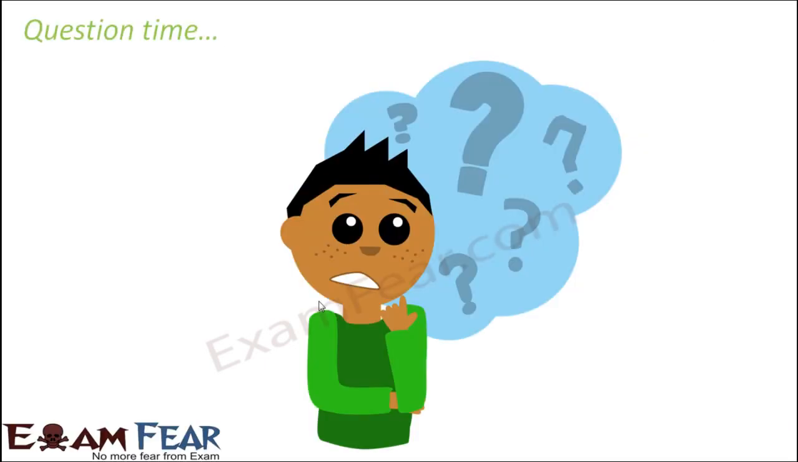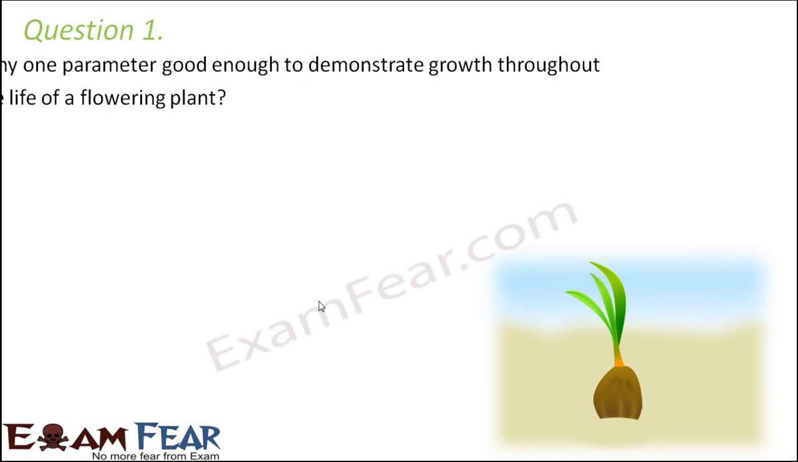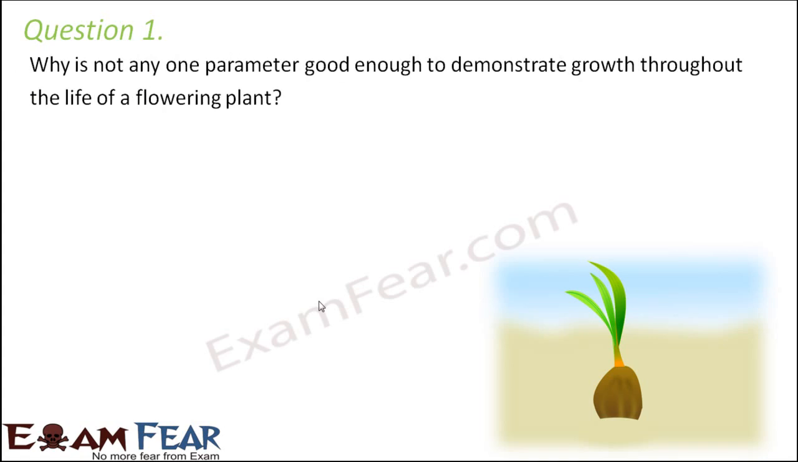So with this we have reached towards the end of this lesson, so it is question time now. So let us quickly look at some of the questions. So let us look at question number 1. It says, why is not any one parameter good enough to demonstrate growth throughout the life of a flowering plant?